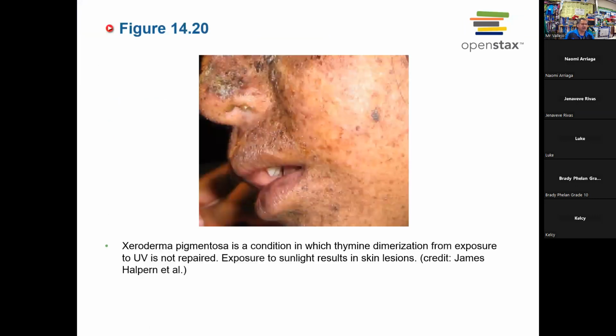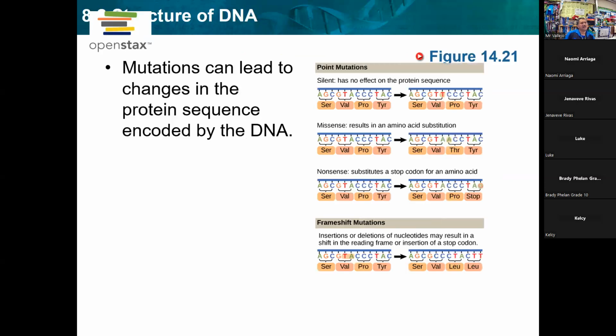Thymine dimers may cause different characteristics in people, and so here's one, Xeroderma pigmentosum. And so here are different types of mutations. Mutations can lead to changes in the protein sequence encoded by DNA. And you can see there are different types of mutations. Different types of point mutations. So here's silent, missense, nonsense.